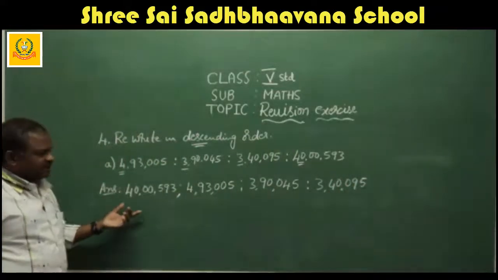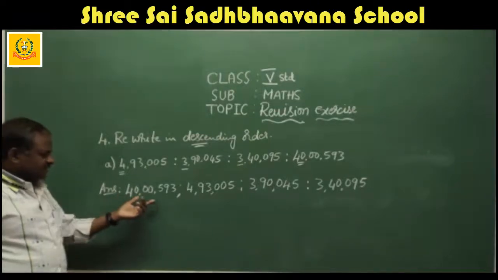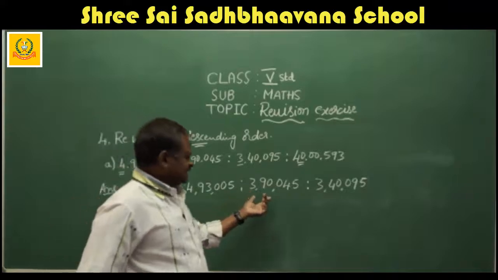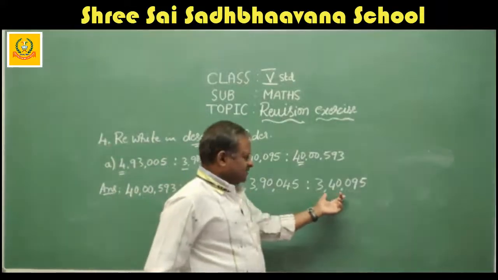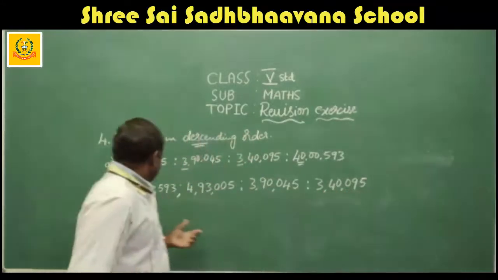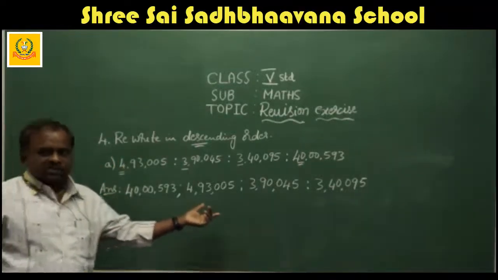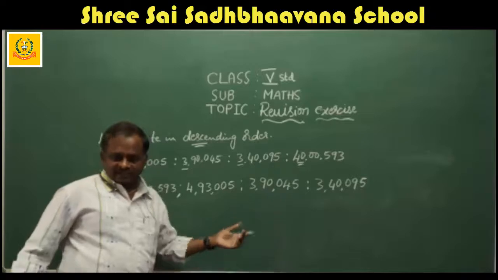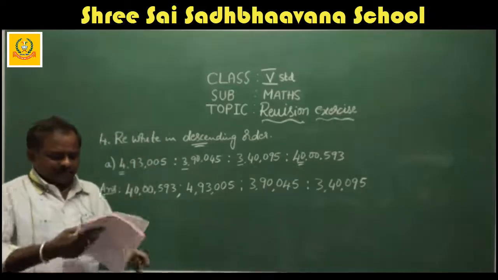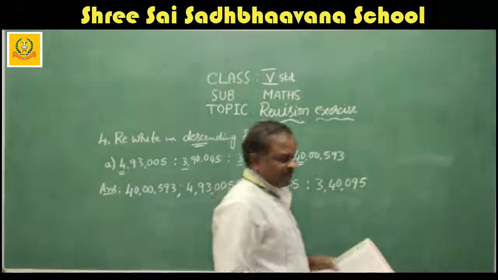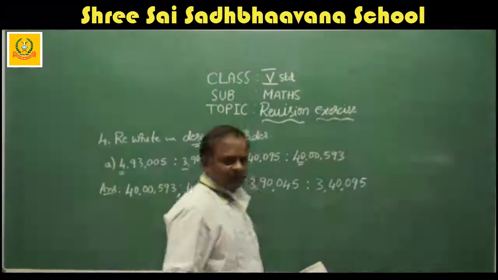So this is the number 40 lakhs 593, 4 lakhs 93,005, 3 lakhs 90,045, 3 lakhs 40,095. So this is the descending order. That means from higher number to smaller number. Another one problem is there. Just you write in the home or practice in the home. Okay.